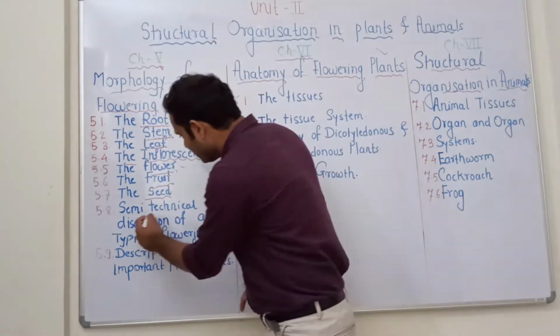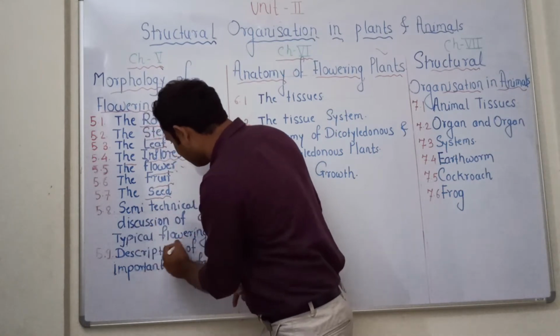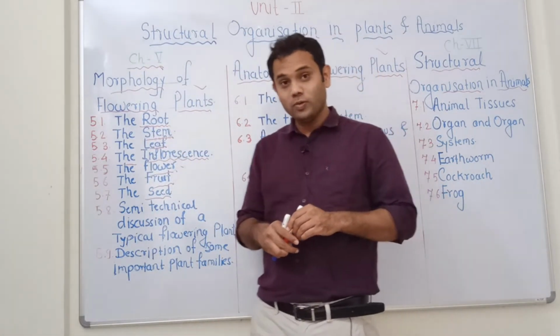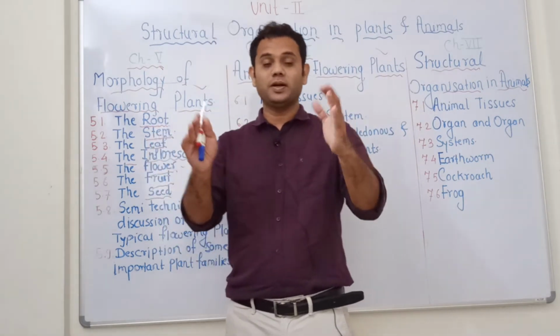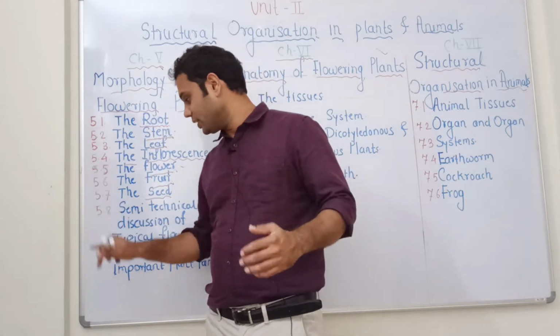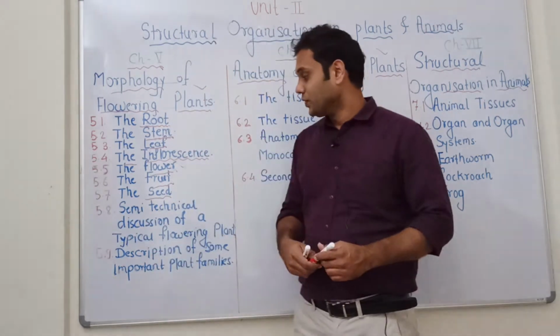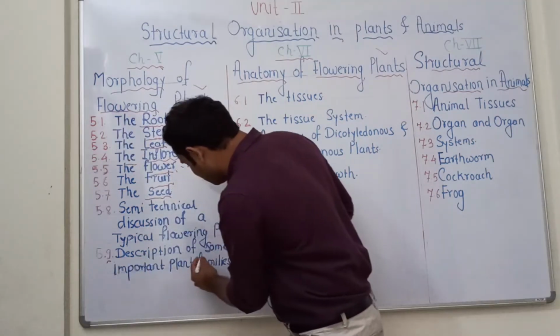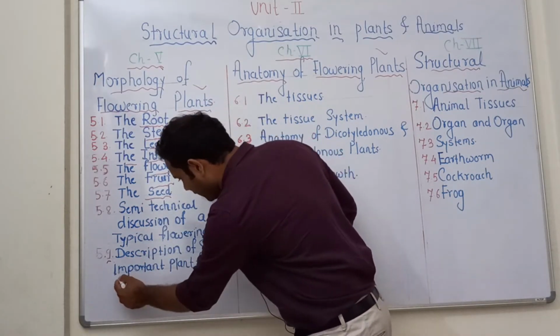Then after that, a semi-technical description of a typical flowering plant. In that, the floral formula is there, which is used to represent a particular plant. So that will be studied in this point, the semi-technical description. Then after that, in 5.9, a description of some important plant families.